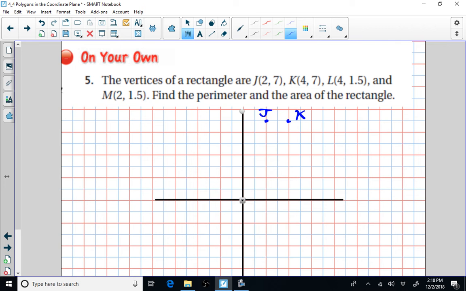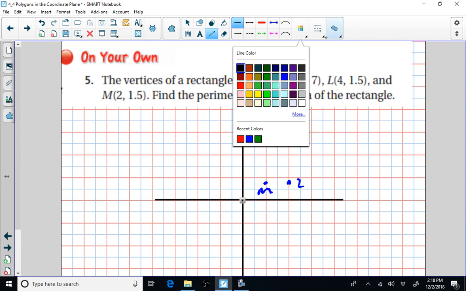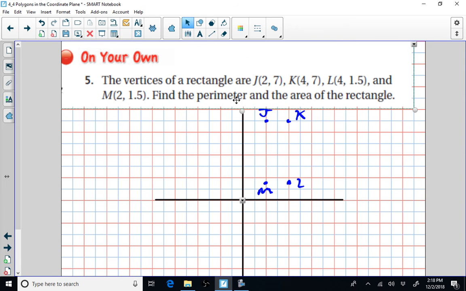A point at L, which is over 4, and then up 1.5. 1.5 would be in between 1 and 2. So there's 1.5. I'm going to call that L. And then we have (2, 1.5), and we're going to call that M. That's a sloppy M. That's a little better M. We're going to connect our points. We'll use blue segments here. And let's see, connect the points.